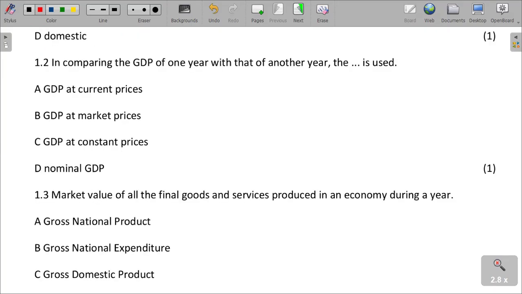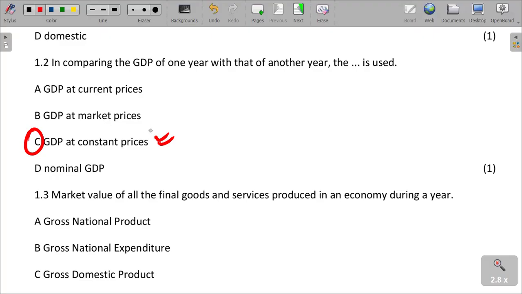And then in comparing the GDP of one year with that of another year, the dash is used. What is used in comparing the GDP of one year and another year? In that case, we use GDP at constant prices. GDP at constant prices is used in order to compare GDP of different years. So what you need to understand is that GDP at constant prices removes the effect of inflation.